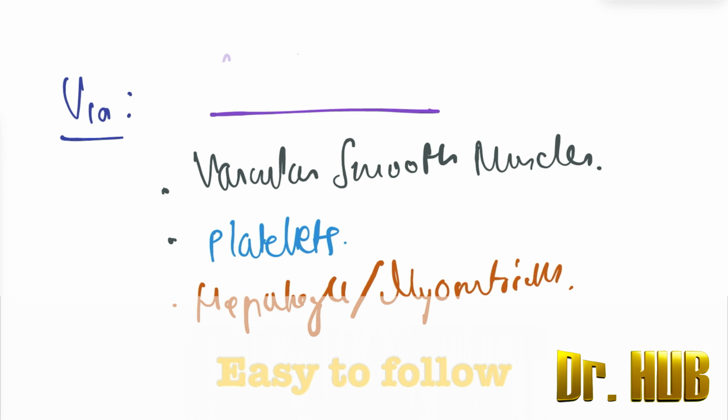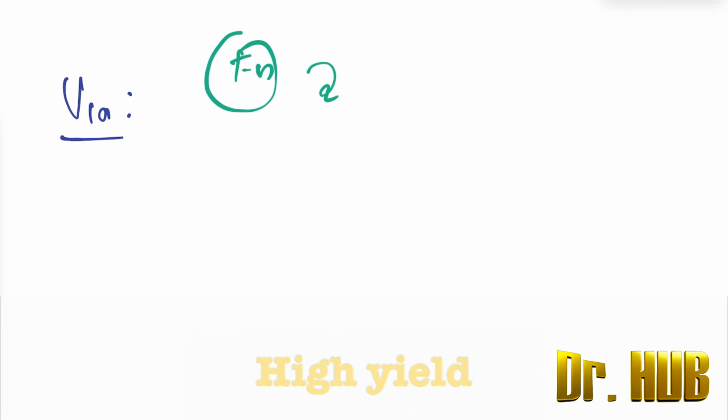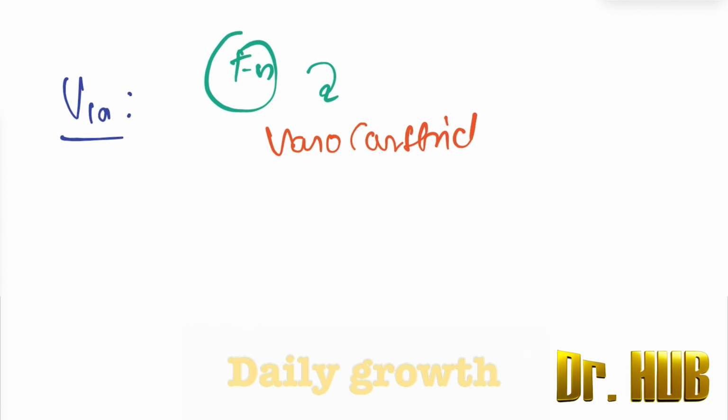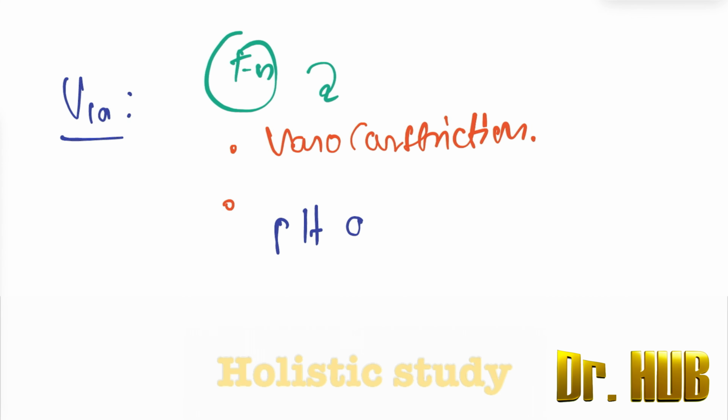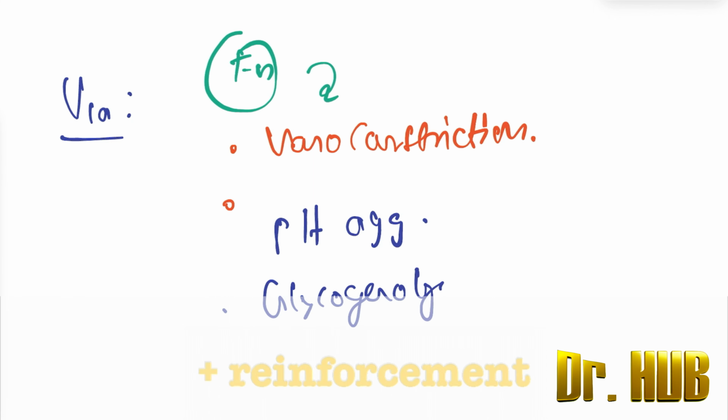Now, what are the functions of this V1A? The function is that it is involved in vasoconstriction. Next, it can be involved in platelet aggregation, glycogenolysis, and uterine contraction.